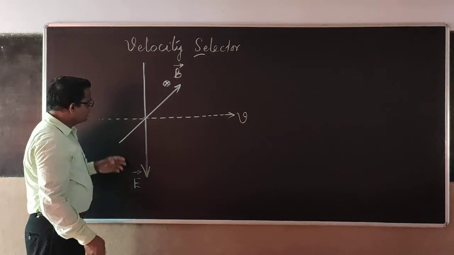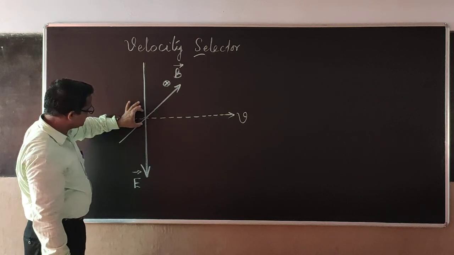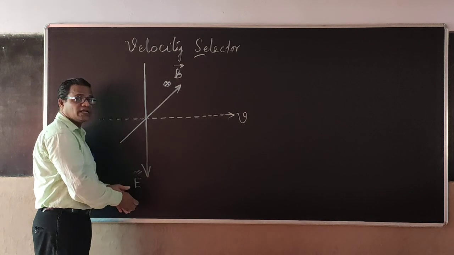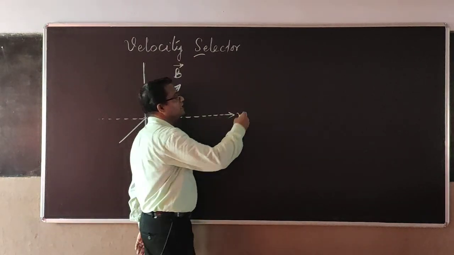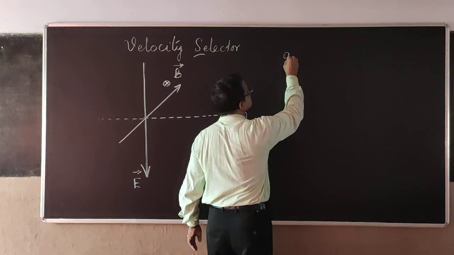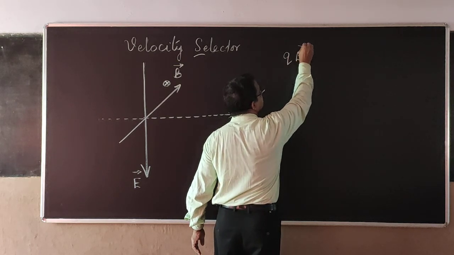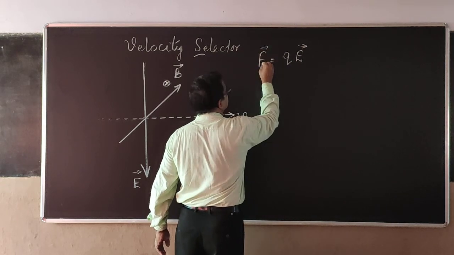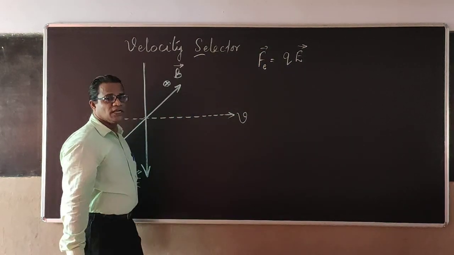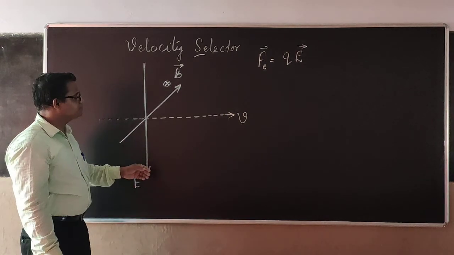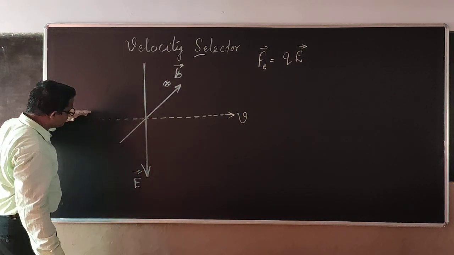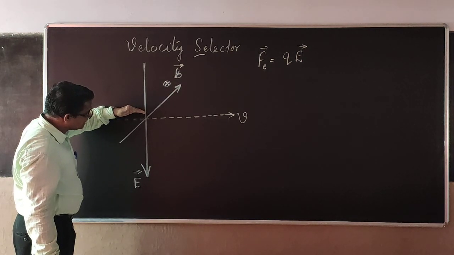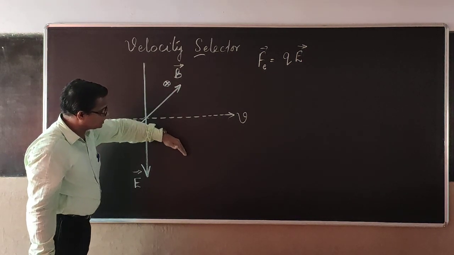If positively charged particles are entering into this field, the electric field will be acting downward, and therefore there will be an electric force acting, that is qE. This is the electric Lorentz force acting. Now this electric Lorentz force will be influencing the positively charged particle, and that will make the particle go down.